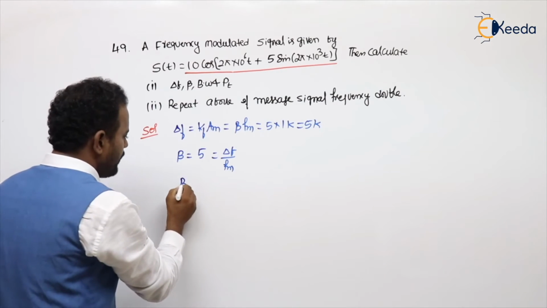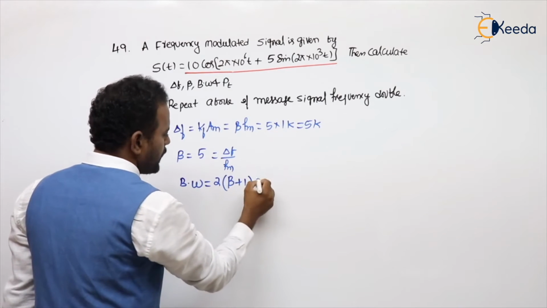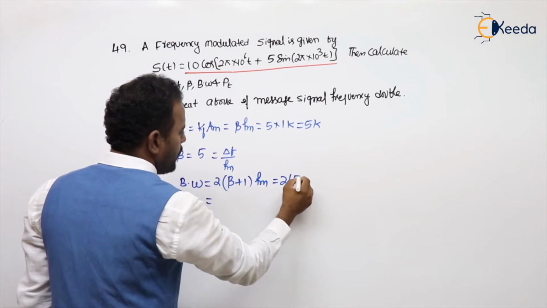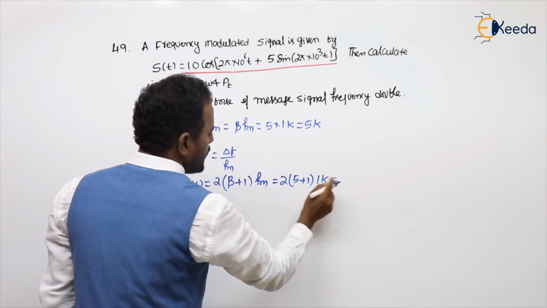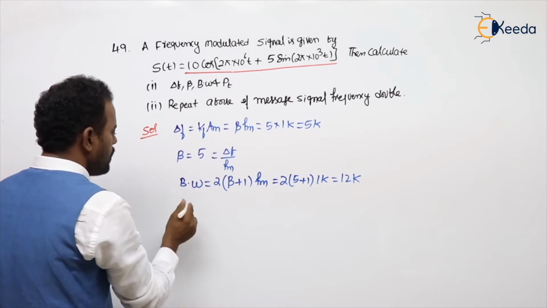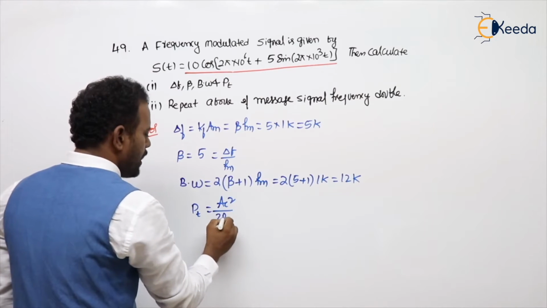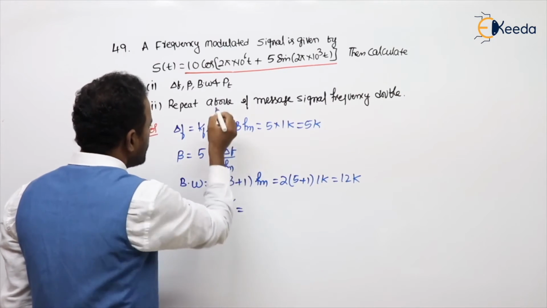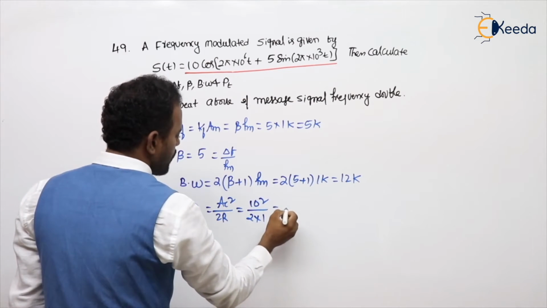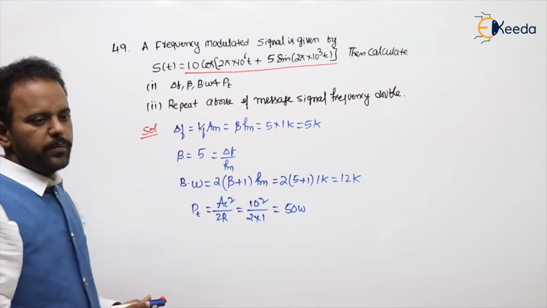Then what about the bandwidth? Bandwidth is nothing but twice beta plus 1 into FM. So beta value how much? 5. FM value 1K. 6 2s are 12, 12K. What about the power requirement? PT is AC square by 2R. AC value how much? 10, so 10 square by 2 into resistance. Resistance is not given, means 1 ohm. 100 by 2, which is nothing but 50 watts. That is the first problem.